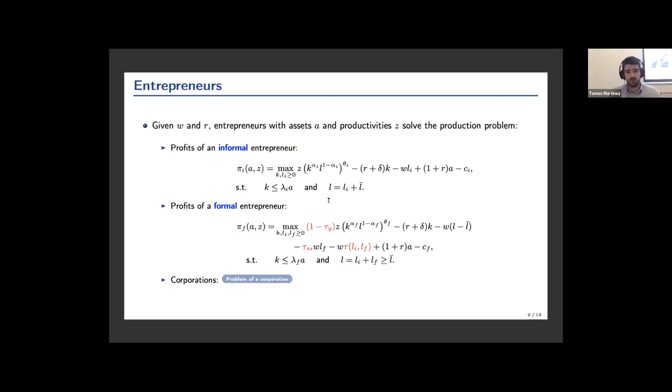So why doesn't the formal entrepreneur only hire informal labor then? Well, we have this tax function. This tau function basically captures the probability of getting caught, and it's convex and increasing. This captures the labor audits, where the government can knock on your door and give you a fine.